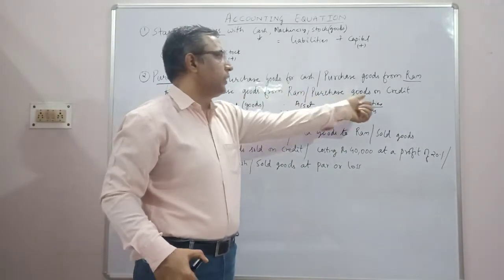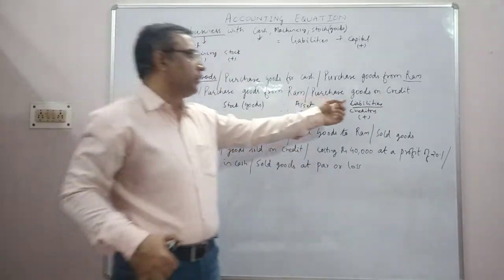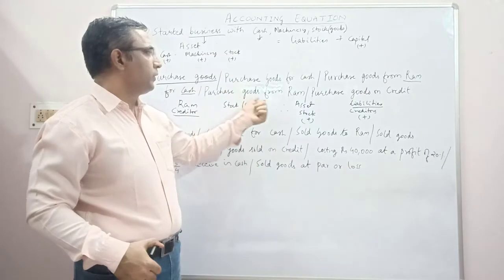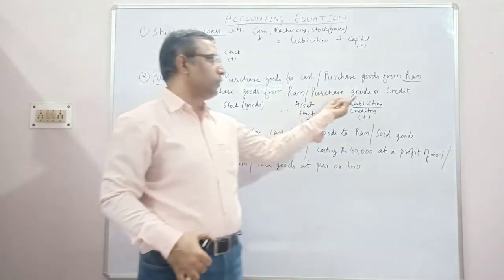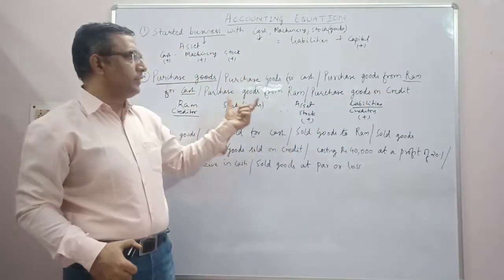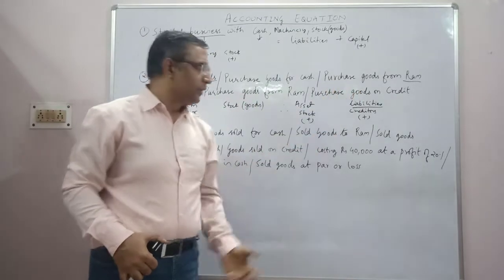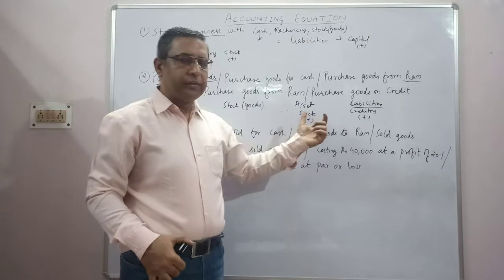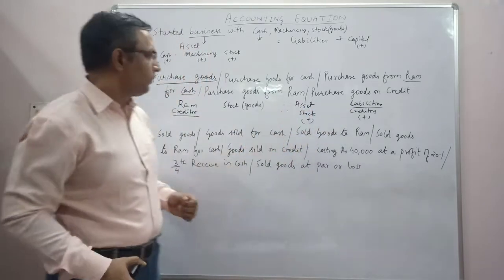Now we see purchase goods on credit. It is explicitly given here that goods are purchased on credit. Whether goods are purchased from Ram or purchased on credit, both transactions mean the same thing. The effect on the accounting equation will be the same. Nothing is going to change.